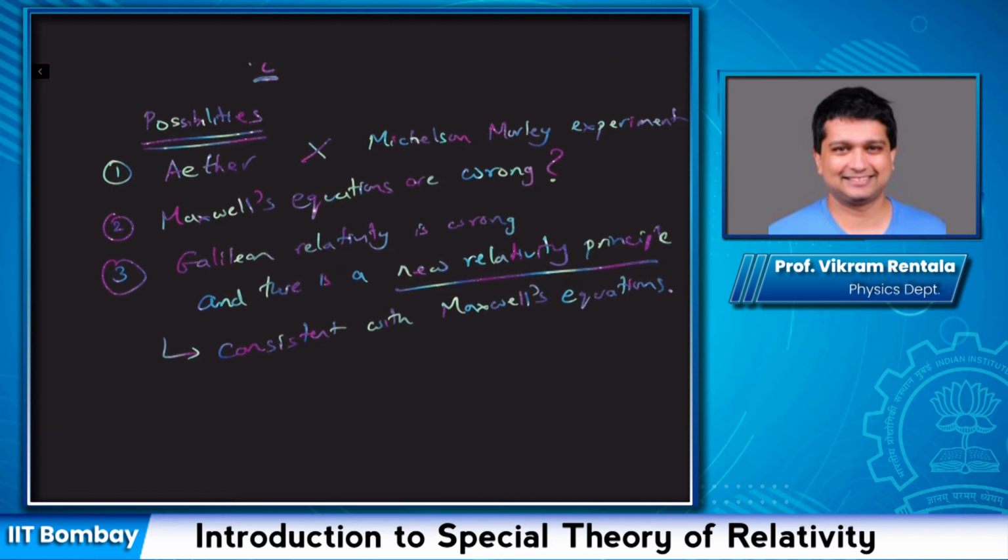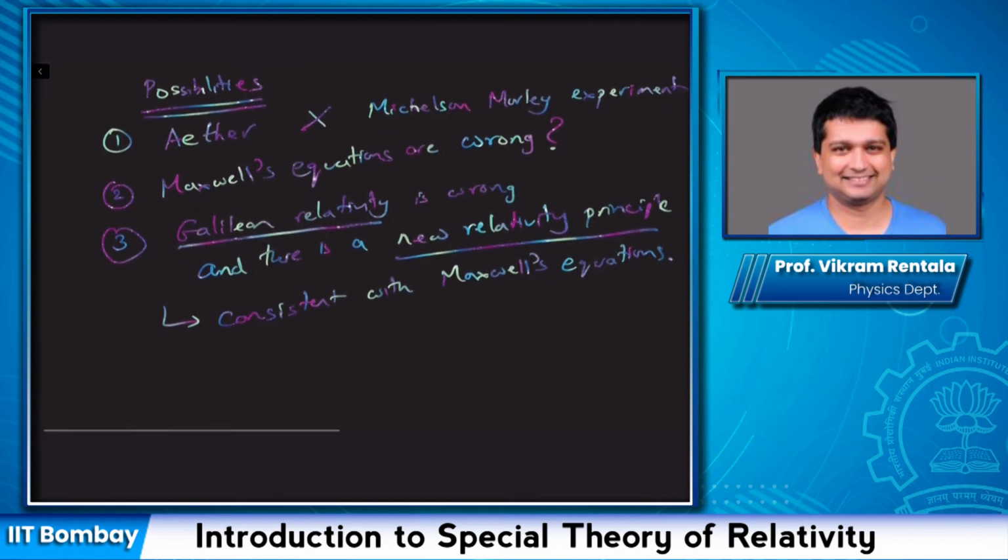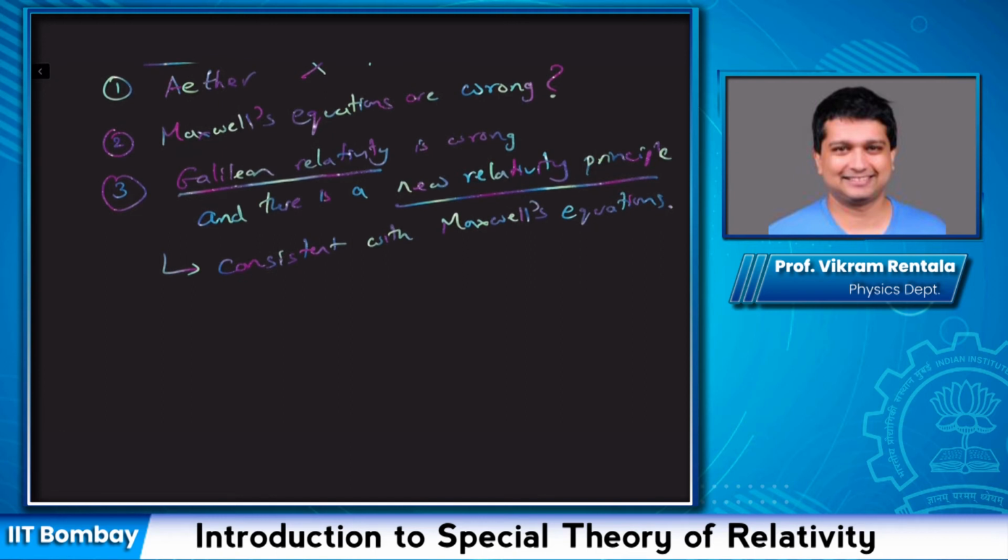Now, if Galilean relativity was wrong, that would also imply that Newton's laws are not correct. Okay, so this would also imply Newton's laws are incorrect or need to be modified, because they fit quite well with Galilean relativity, or they appear to.